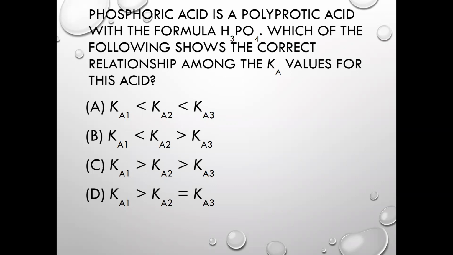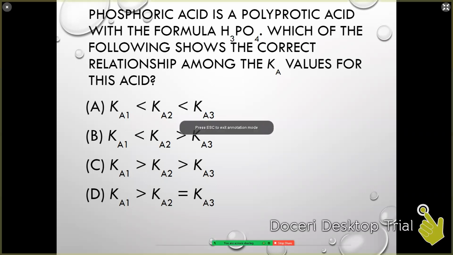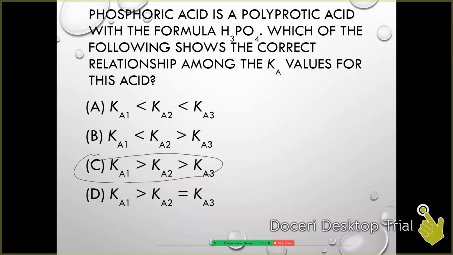So remember, it has to be C. Because my Ka, that first one, is when I lose one hydrogen. So that's going to always be my strongest, so that's going to be my largest value. And then each time it loses another.